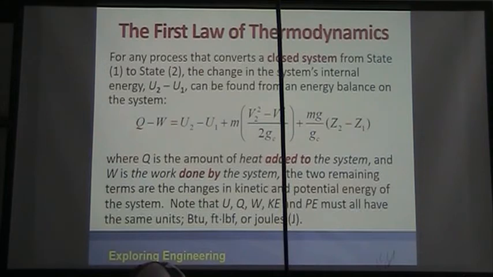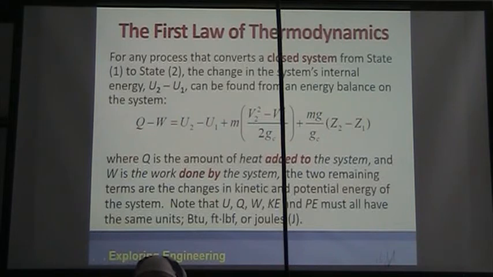So, for the first law of thermodynamics, for any process that converts a closed system from state 1 to state 2, the change in the system's internal energy, U2 minus U1, can be found from an energy balance: the heat transfer rate minus work equals the internal energy at state 2 minus the internal energy at state 1, plus the mass times the quantity, the velocity at 2 squared minus velocity at 1 squared, divided by 2 times the gravitational constant, plus mass times gravity divided by gravitational constant times the quantity Z2 minus Z1.